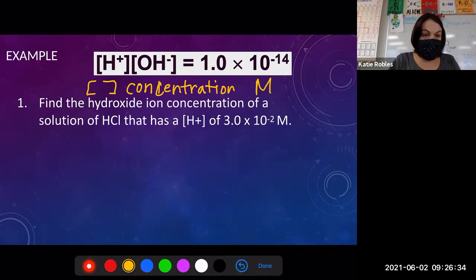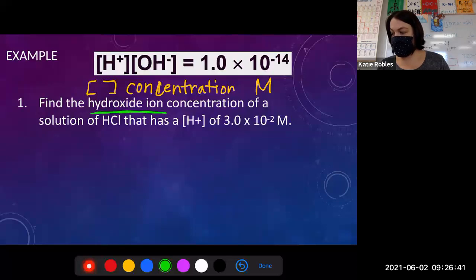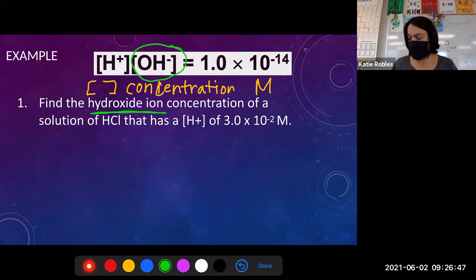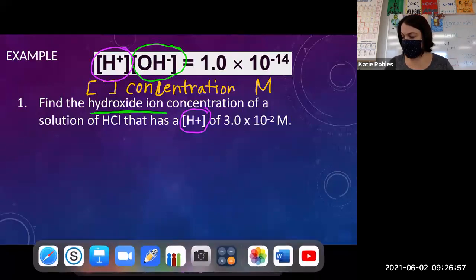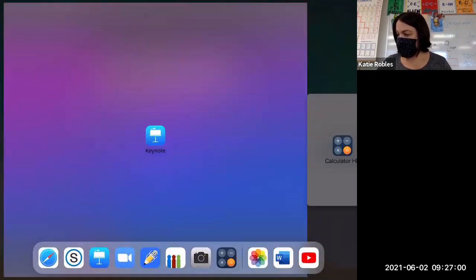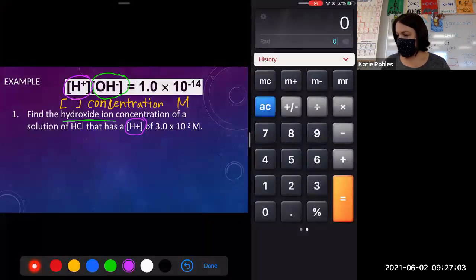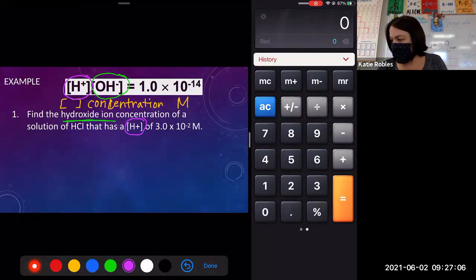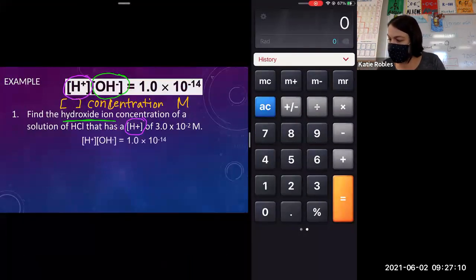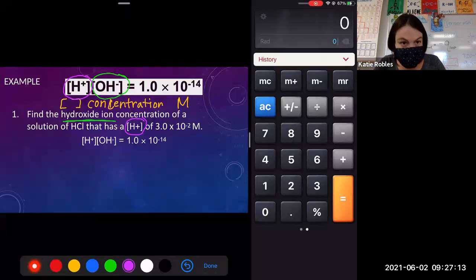So here's an example of how you use this equation. It says, find the hydroxide ion concentration. Remember, this is hydroxide ions of a solution of hydrochloric acid that has a hydrogen ion concentration of 3.0 times 10 to the negative 7th. So it's been a while since you've used this button on your calculator. So I want to review with you how to use the EE button, right? You're going to know things like that, right? You know that hydrogen ion concentration times hydroxide ion concentration equals 1.0 times 10 to the negative 14th.